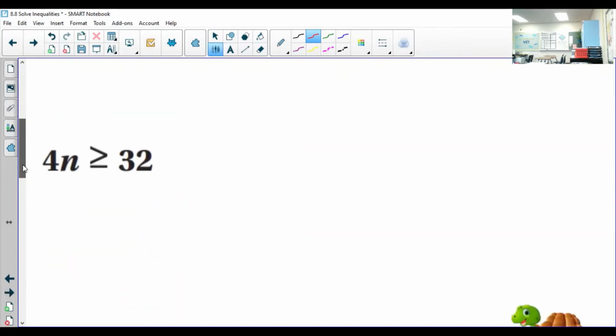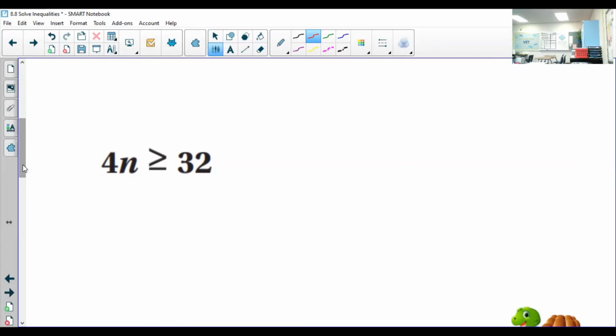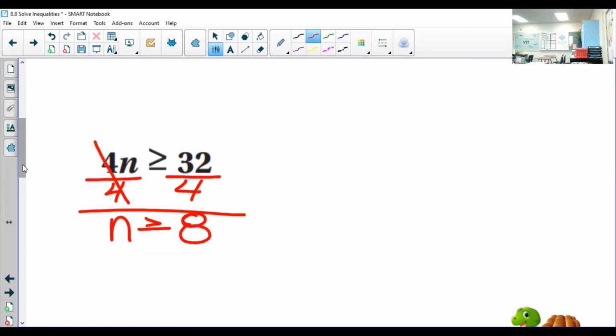Okay, 4n is greater than or equal to 32. 4n means to multiply, so the opposite of that would be divide by 4. My 4s cancel. n is greater than or equal to 8.